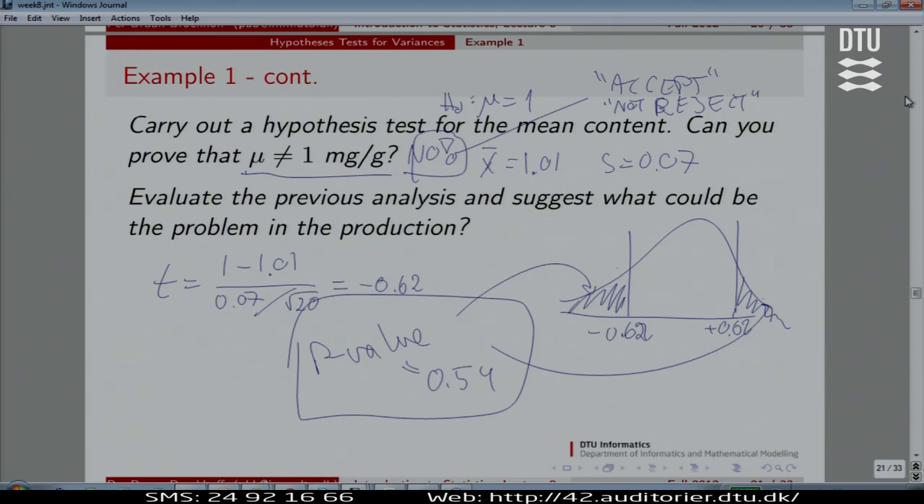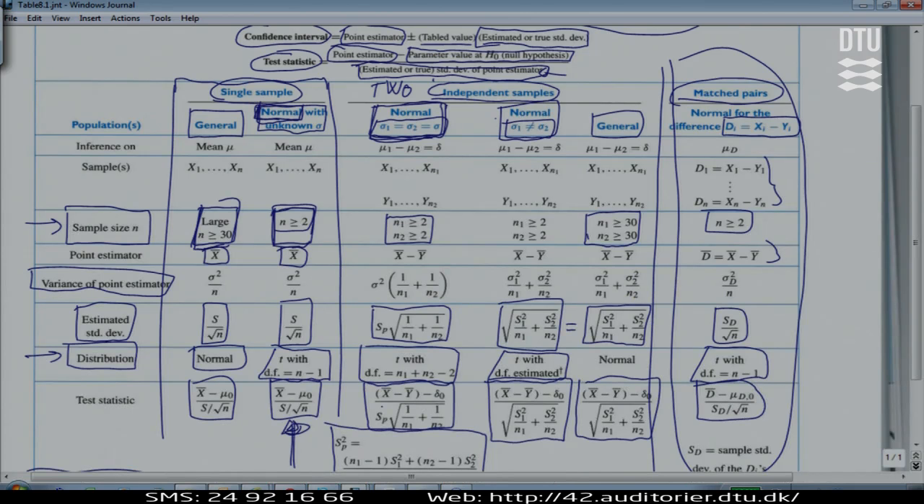So, question, sorry. Why square root 20 and not square root 19? Well, that's because that's how the formula for the t-test statistic looks. The 19 is for the degrees of freedom, but if I rapidly jump back to the table, you can see that when we use it in the test statistic, it's root n. So that's how it works.